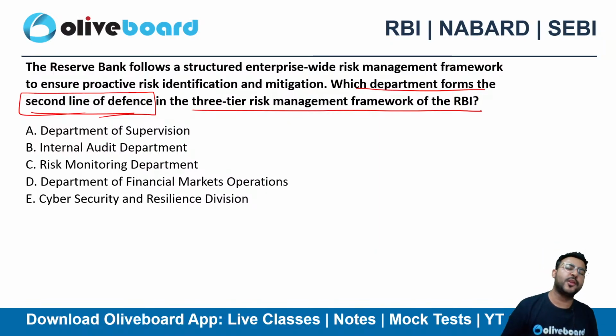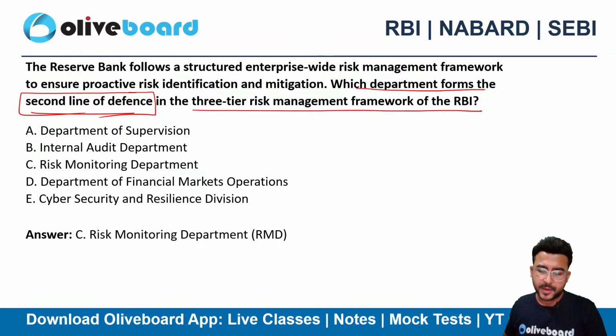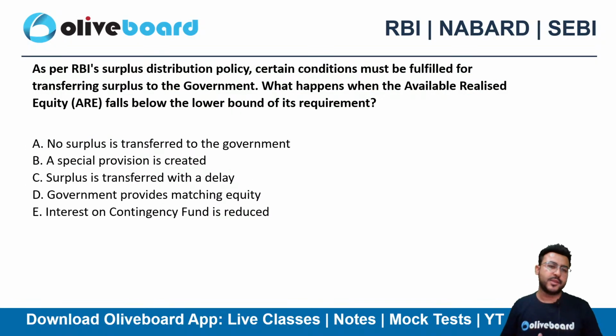Department of Supervision, Internal Audit Department, Risk Monitoring Department, Department of Financial Markets Operation, Cyber Security and Resilience Division. Any guesses? Straight from your annual report. The correct choice here is option C, Risk Monitoring Department, RMD. Okay, RMD is also called your second line of defense. So it's there in your annual report as well.